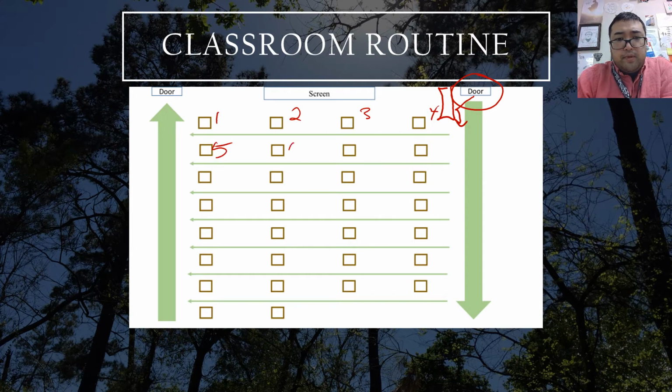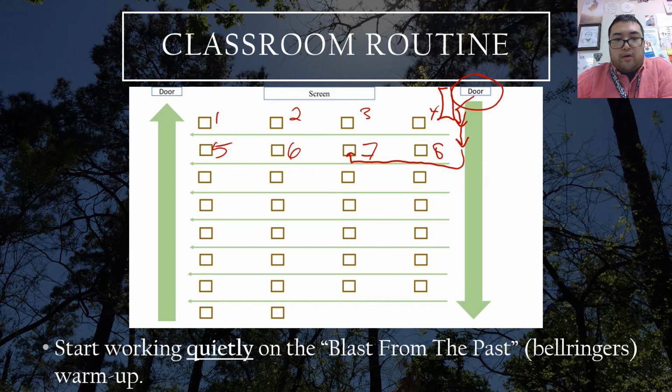So if you are number 7, you would walk past the first row and enter this way, go to your seat, and promptly work on the bell ringer on the board. When the bell rings, you would get out of your seat, and I would dismiss by row, and you would exit this way and head towards the door. Be sure to carry your wipe on the way out and throw it by the trash can. The trash can is located here where I marked the X. And there you have it, entering and exiting my classroom.